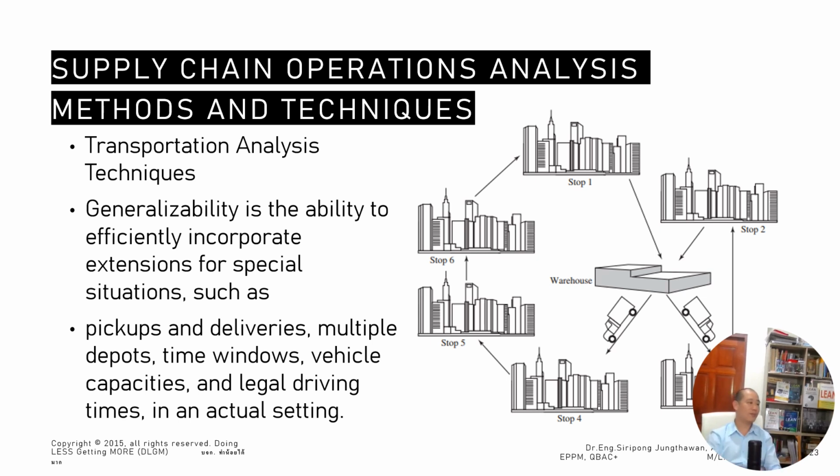So you have to set up the transportation, and also generalizability, that is the ability to efficiently incorporate extensions for special situations such as pickup and delivery of the product, multiple depots, time windows, vehicle capacity, and legal driving time, and the actual setting. You have to know about this, and the route and loop for your desired transportation, and the time that fits your transportation type also.